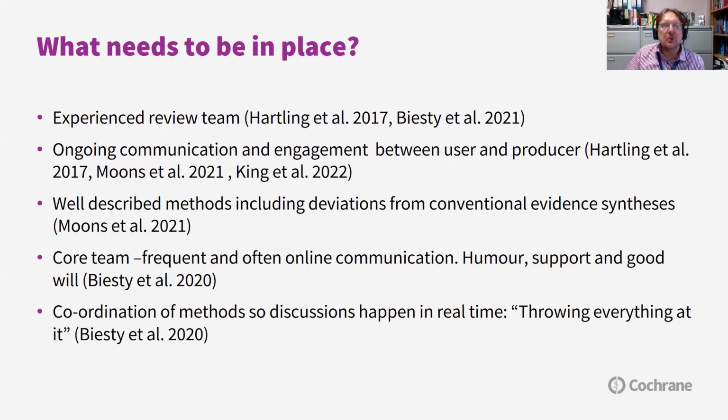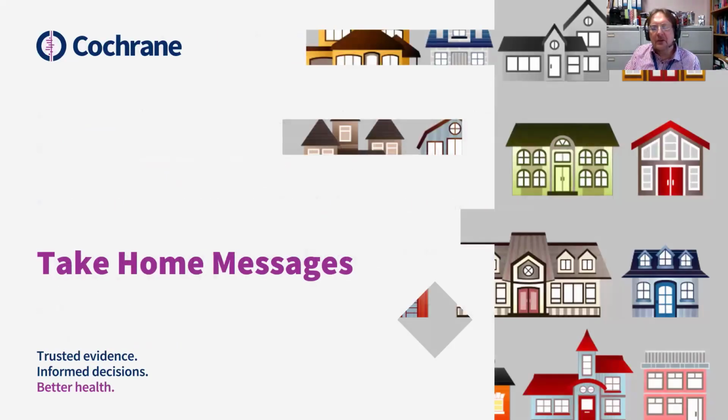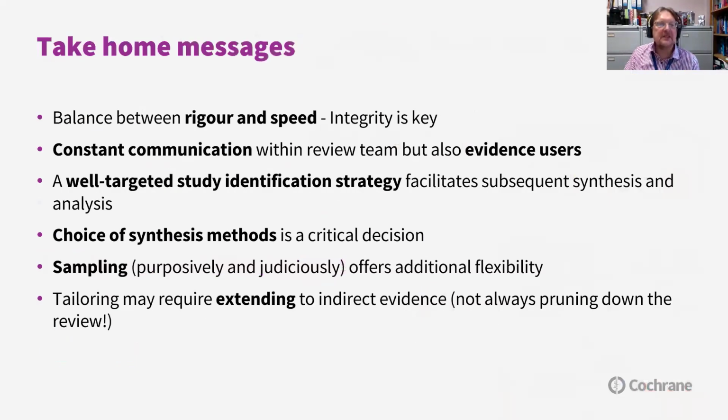And so here we've supported some of the things that you would look for from our reading of the literature. So the importance of the core team, their communication, documentation of deviations from conventional methods, etc. So in summary then, the take-home message is, what we're trying to do is achieve a balance between rigor and speed, but integrity is key here, that we want to maintain constant communication, not only within our review team so that we work efficiently, but also with our evidence or knowledge users.